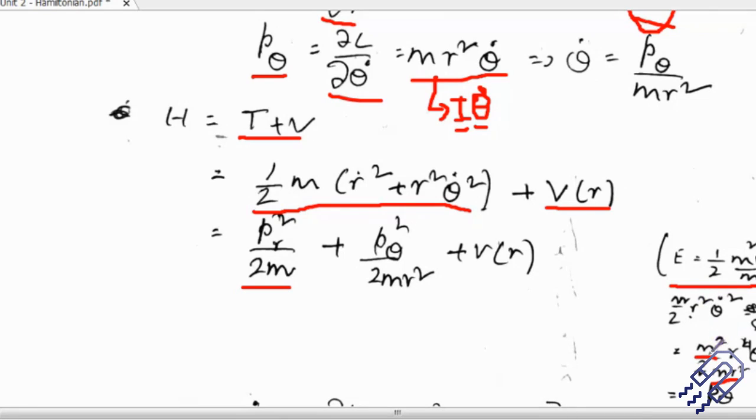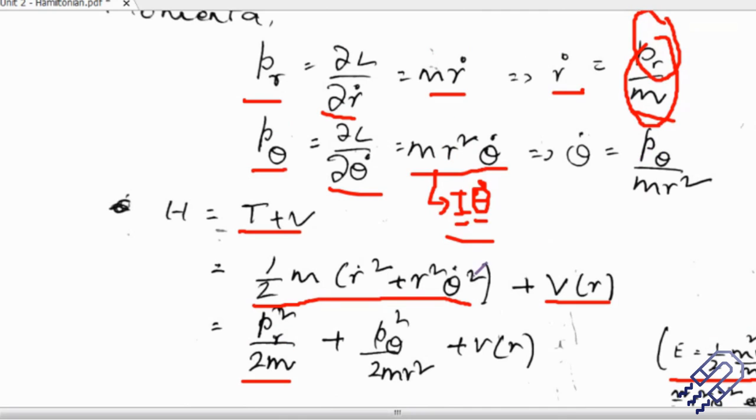Then you can just take this as m r square theta dot. So you can simply write down this part as m r square theta dot, which is p theta, because it is not only for this equation, but you also know that m r square theta dot is the momentum, right? Because of this particular equation. So you can simply write it down as p theta square by 2mr square.